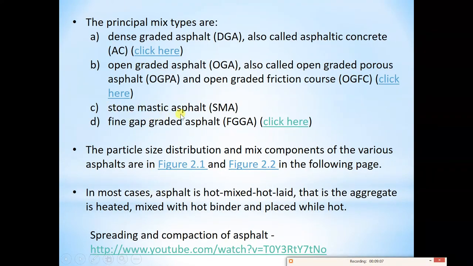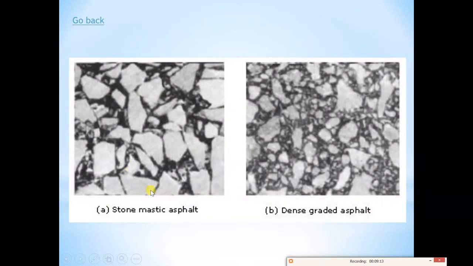The third one is stone mastic asphalt, SMA. So this one shows that it has quite a lot of big size aggregate as compared to the dense graded asphalt. Dense graded asphalt has less coarse aggregate than the stone mastic asphalt. Comparatively, the DGA has a mixture of big, medium, and small, whereas this one has big aggregates and then the small aggregate. So that's stone mastic asphalt.